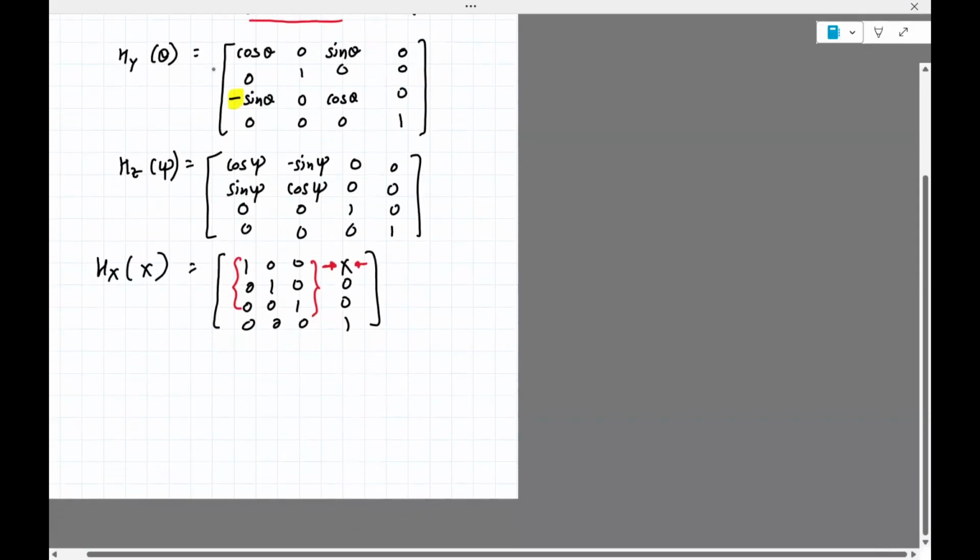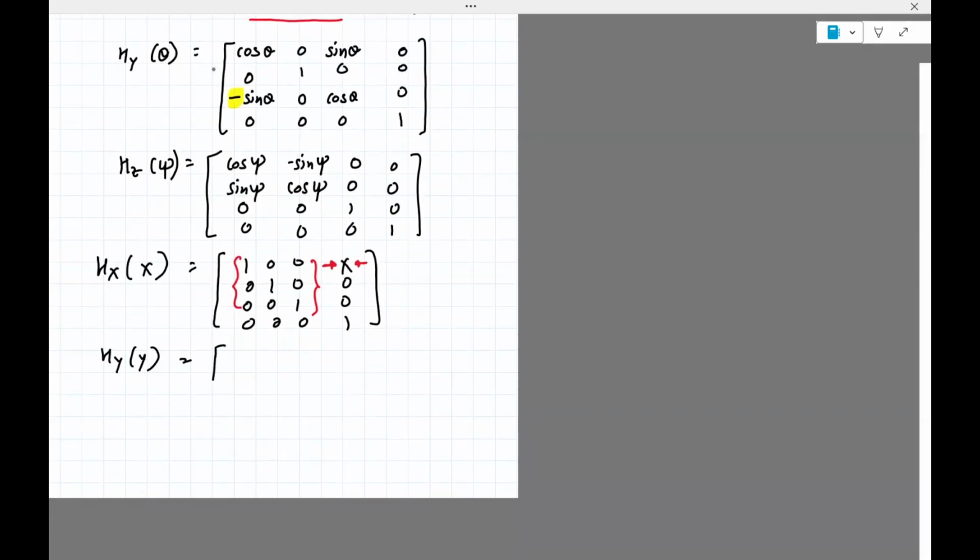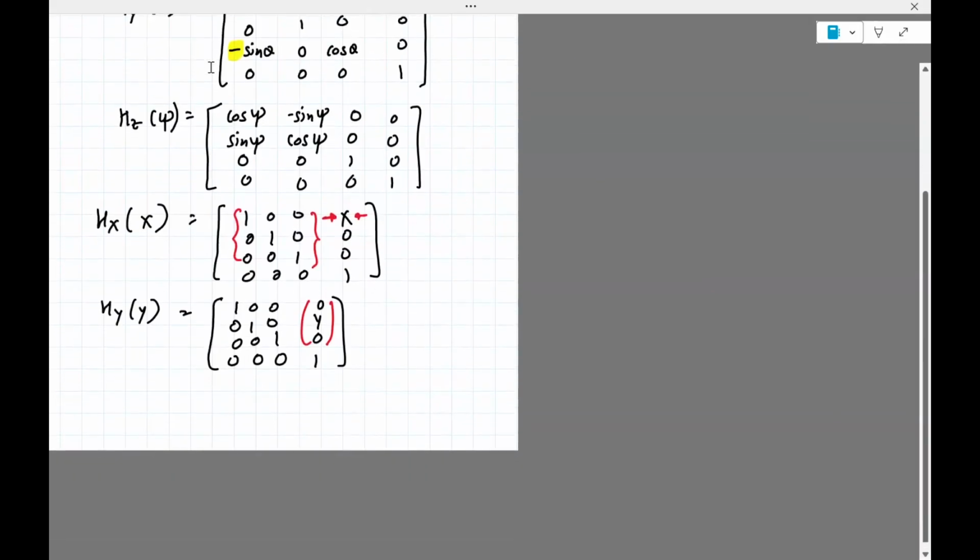Okay, then we have 2 more. h_y: 1, 0, 0, 0, 0, 1, 0, y, 0, 0, 1, 0, then 0, 0, 0, 1. Okay, again, observe this. That's translation about y. And then finally, h_z: 1, 0, 0, 0, 0, 1, 0, 0, 0, 0, 1, z, and then 0, 0, 0, 1.